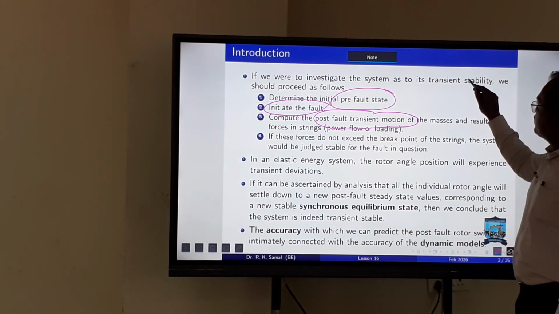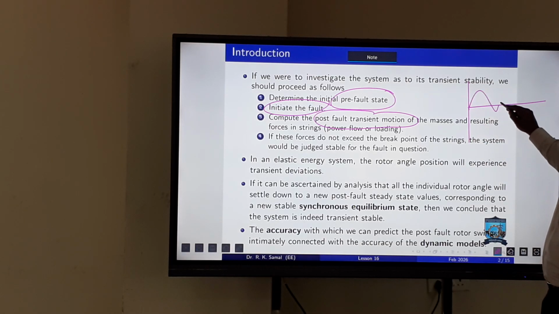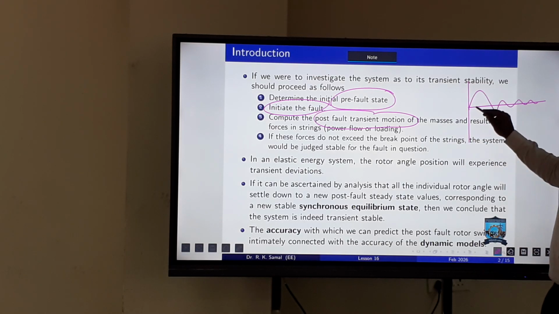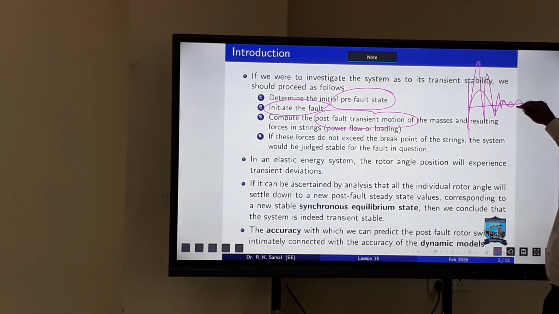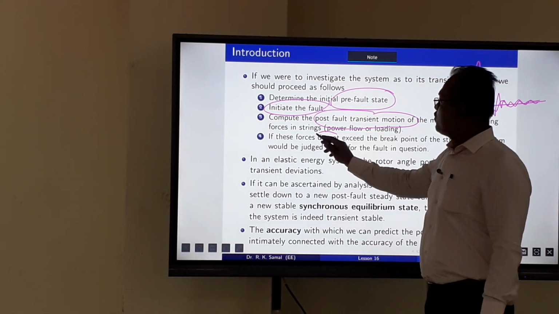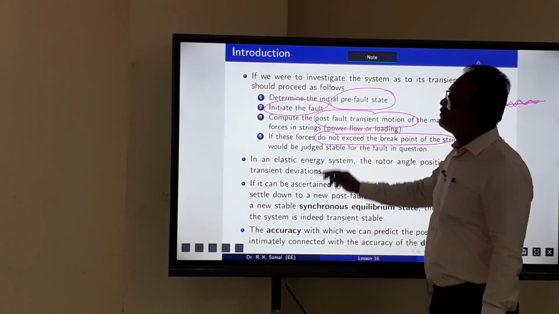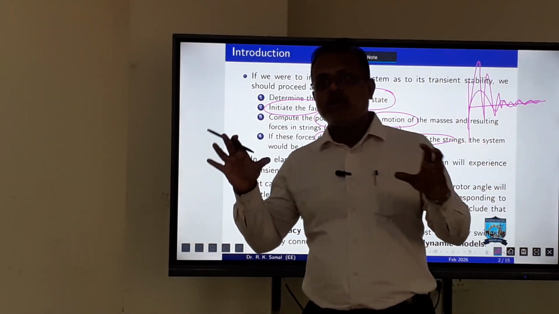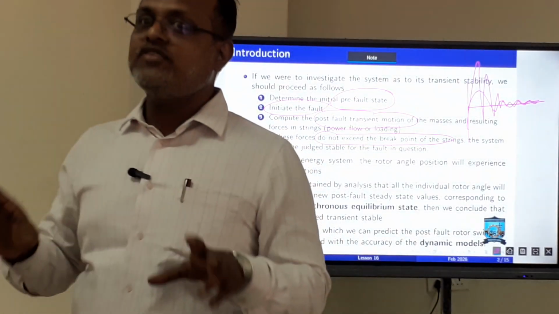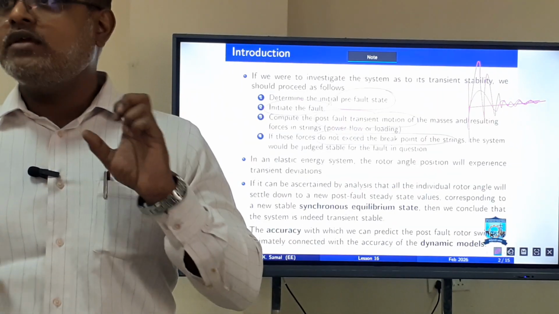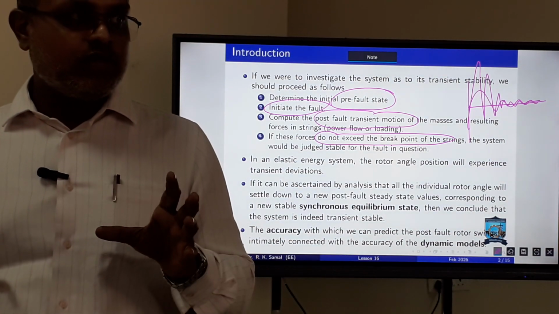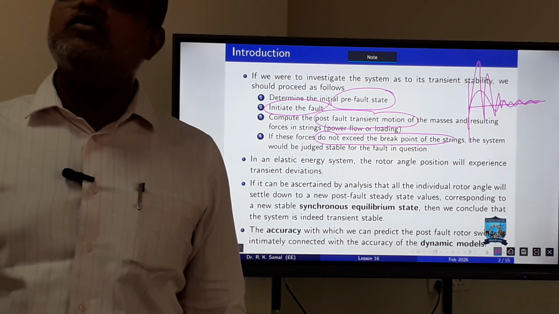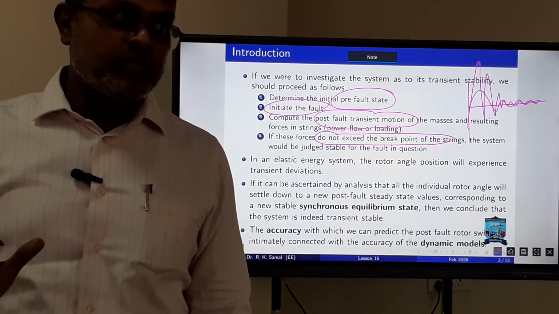Just like in the case of synchronous generators, we see a curve like this, right? In fact, large deviations and it stabilizes. And this is stored in a storage oscilloscope because this happens in a small time. Here we are considering the power system to be some blocks connected by strings. If the forces do not exceed the breaking point of the strings, that means the generators do not get desynchronized. That means the system is stable.